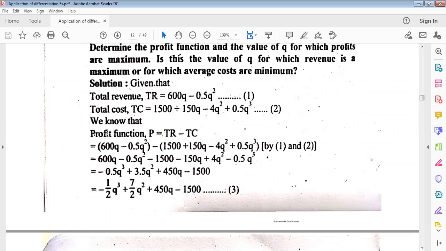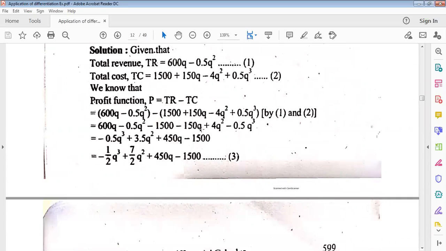Now we know that total profit function will be total revenue minus total cost. Just subtracting total cost from total revenue, we get profit function. Profit function will be just subtracting my equation number 2 from 1. We get minus 0.5q cube plus 3.5q square plus 450q minus 1500, and 0.5 means 1 by 2. This is why 3.5 means 7 by 2. Just omitting the point, we have made fractions. This is equation number 3.